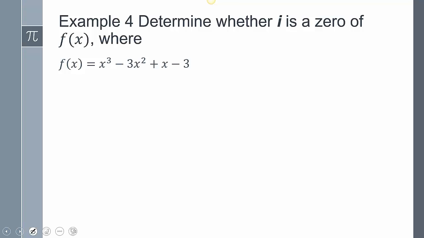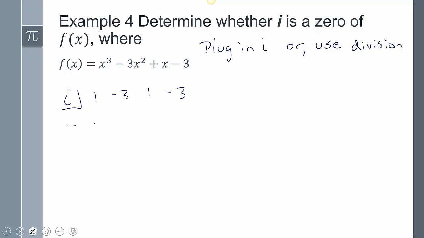So example number 4 says determine whether i is a 0 of f of x. To determine if it's a 0, you can do two things. You could either plug i in, or use synthetic division or some sort of division. I like synthetic division, so let's practice doing that. So i is going to go in the box since that's my 0. I'm going to write my coefficients, which are 1, -3, 1, and -3.